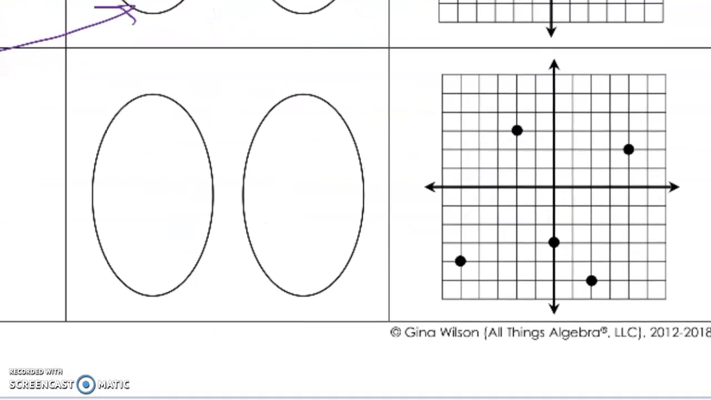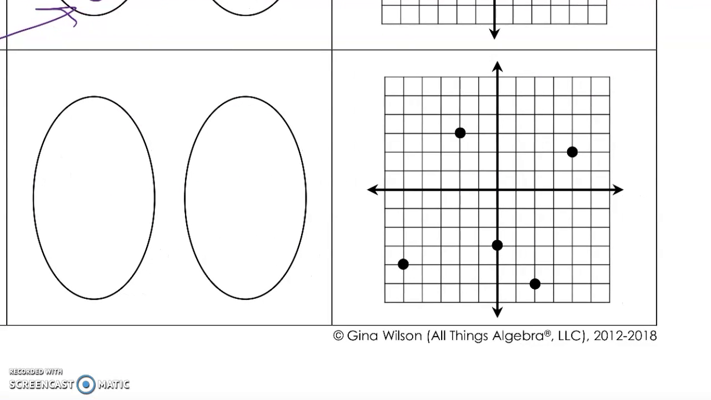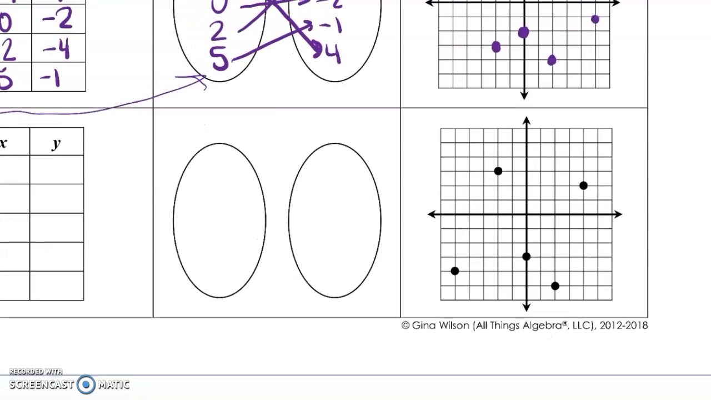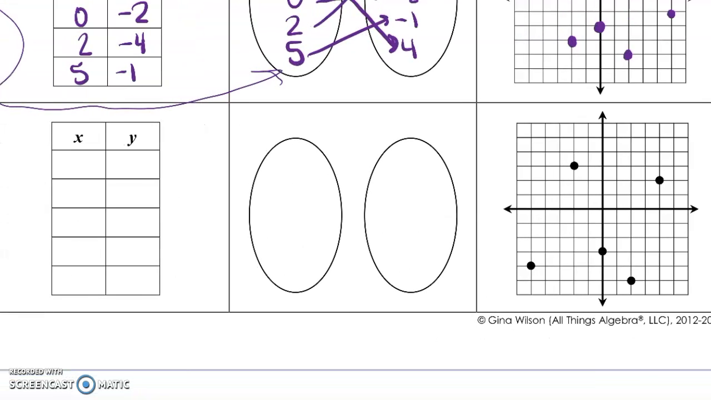For this third one, you are given the graph. So you can write the ordered pairs, or some people just go right to the table. So just so you can see it, I'll go right to the table. You want to start as far left as you can, because that would be your smallest x value. So that would be -5 and -4, left 5 and down 4.